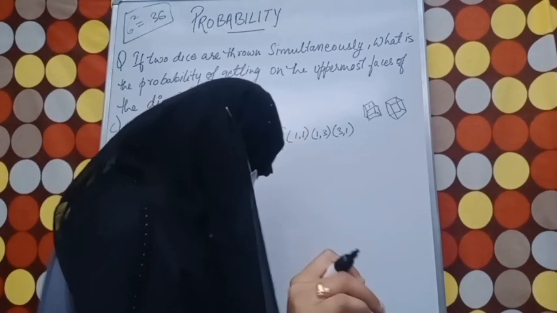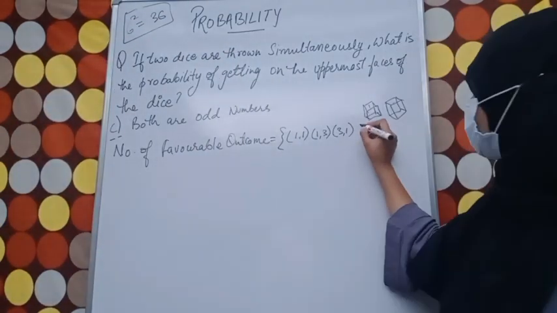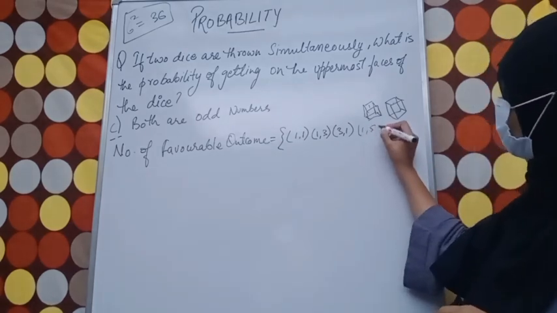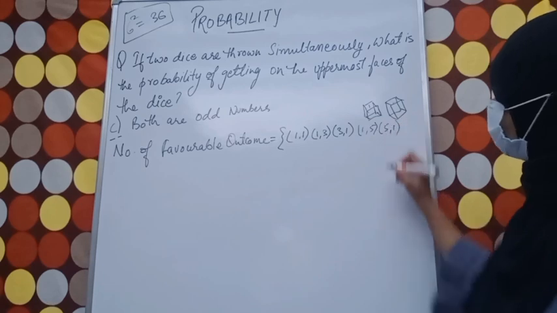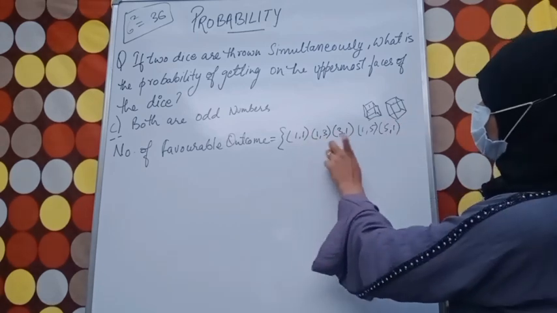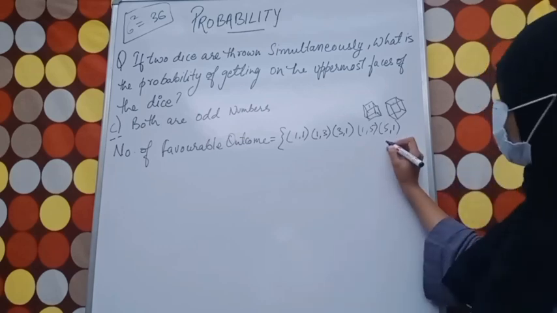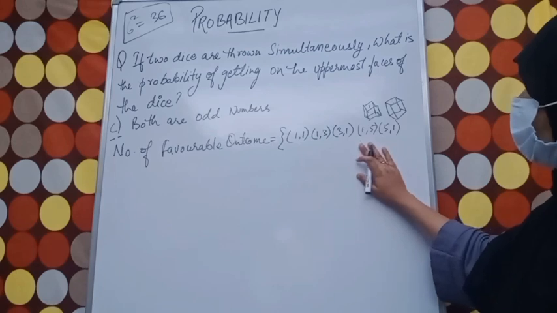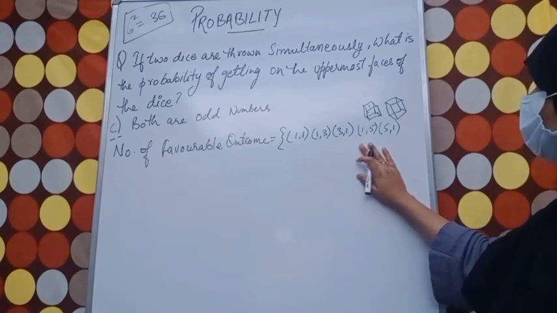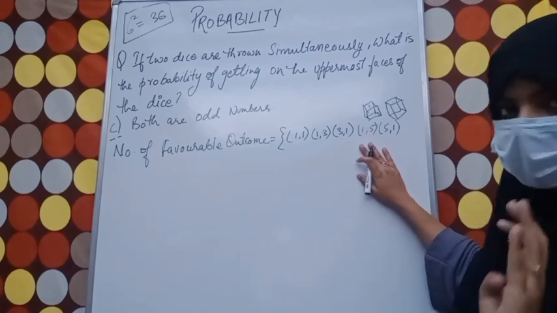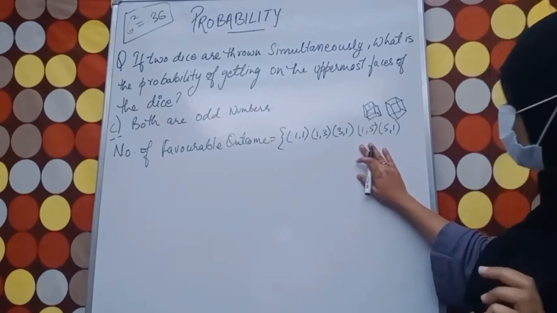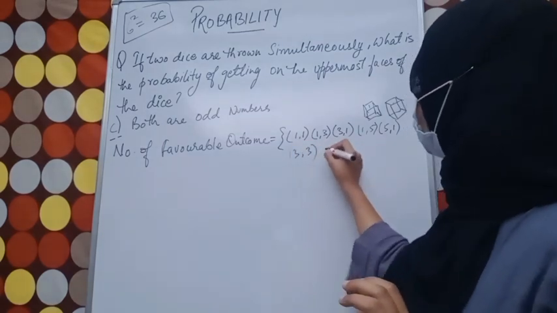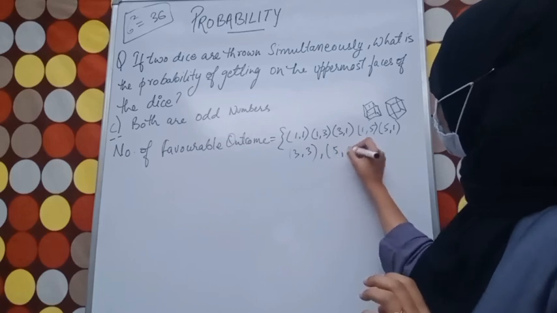Are you getting my point? Next we can write, after 1, what is the odd number? 1 5, or we can say 5 1. Both are odd numbers. 1 is an odd number, fine. 3 is an odd number, fine. 5 is an odd number, fine. You are getting my point? What else can we write? We can write 3 3. Same number also, we will write 5 5.